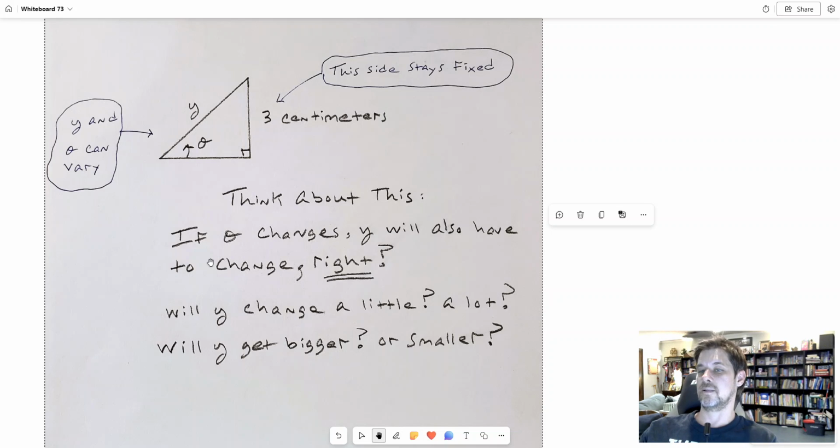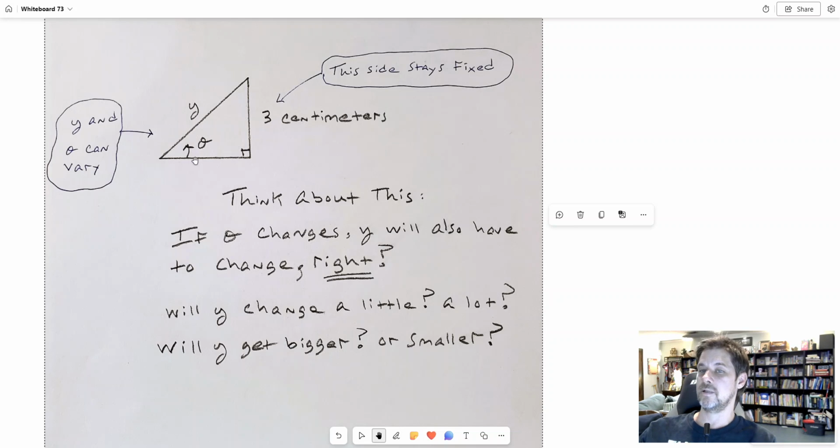Think about it like this. Like if theta changes, y will also have to change, right? Do you understand that? Do you see how they would change together? Do you see how change in the angle causes change in the hypotenuse? Okay, now we're interested in that in calculus. So we might see all kinds of situations where change in one aspect causes change in some other aspect, like cause and effect. And will change in one part cause change in another part that's a little bit or a lot? You know, maybe the hypotenuse is very sensitive to changes in the angle.